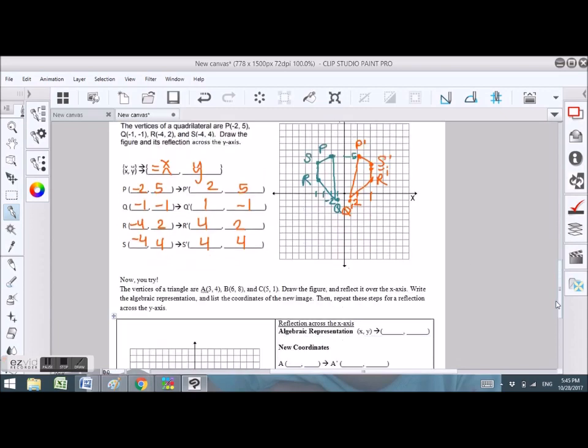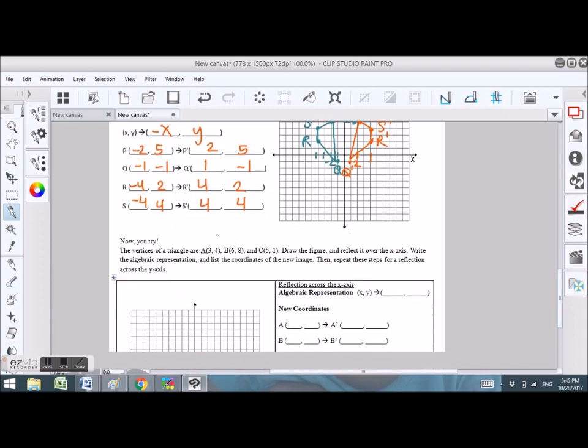Now you have an example to try. You're going to draw a triangle and then reflect it over the x-axis, show the algebraic representation and the coordinates, and then you're going to reflect it across the y-axis. So try that problem by yourself, and then we'll go over it in Math Workshop.